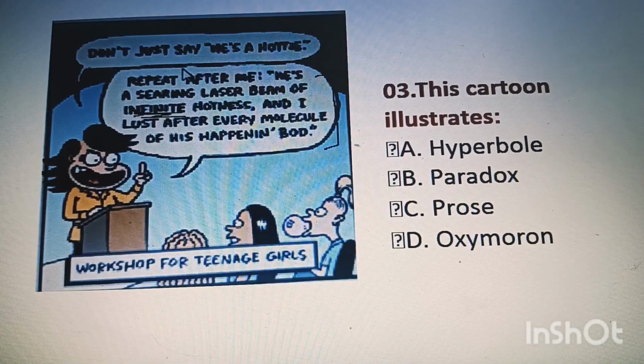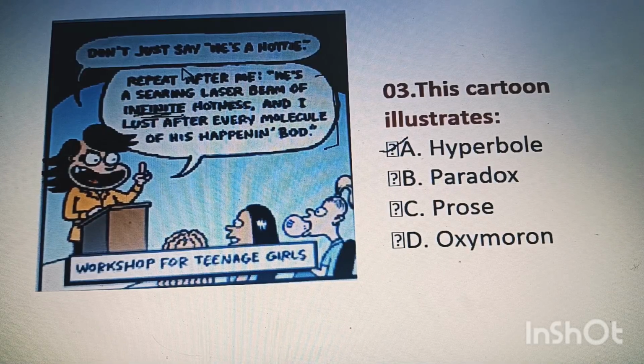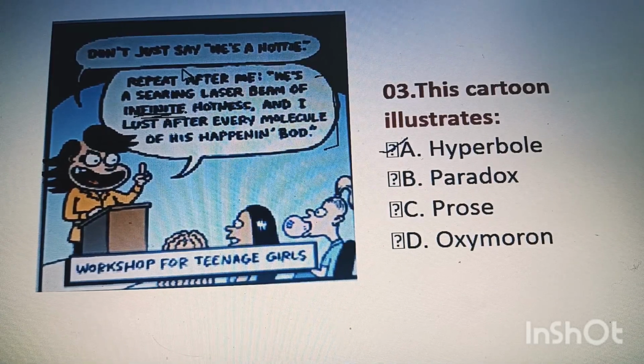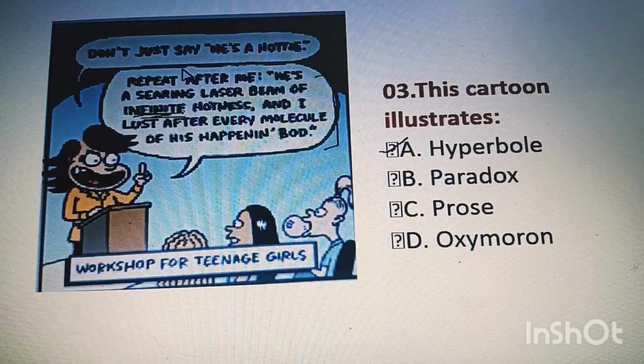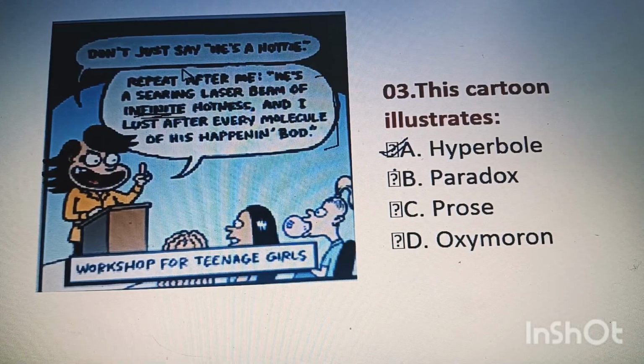Hyperbole means अतिशयोक्तिपूर्ण अलंकार. जब किसी बात को बढ़ा चढ़ा कर बोला जाता है तो that is अतिशयोक्तिपूर्ण अलंकार. Infinite hotness. Okay. Option A, hyperbole.